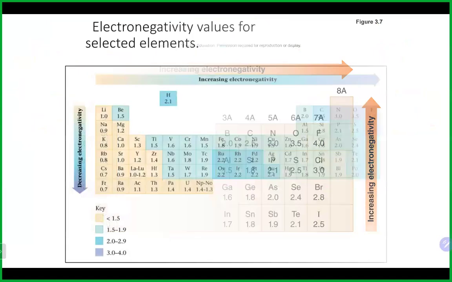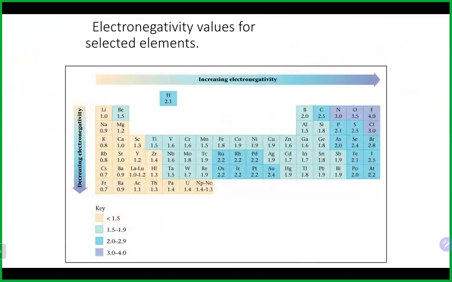All right, so let's just try some here. Are the following bonds ionic, polar, or nonpolar? The bond between carbon and oxygen, the bond between sulfur and oxygen. Let's do carbon and sulfur. Let's also do carbon and hydrogen. Let's do lithium and chlorine.